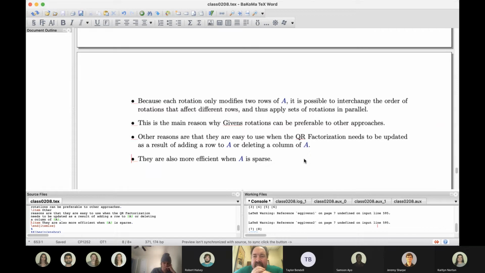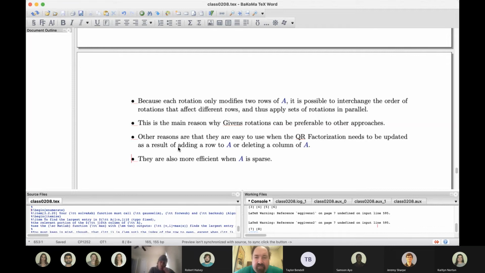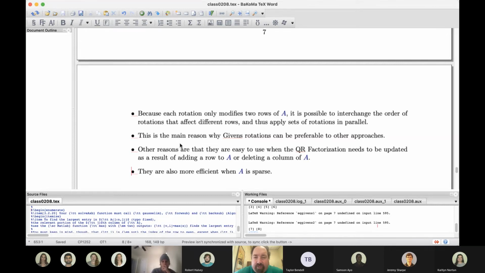So these are key reasons why we like Givens rotations compared to the other methods. But they have their pluses too. So any questions about Givens QR before I talk about homework?